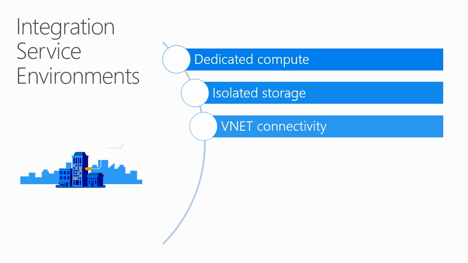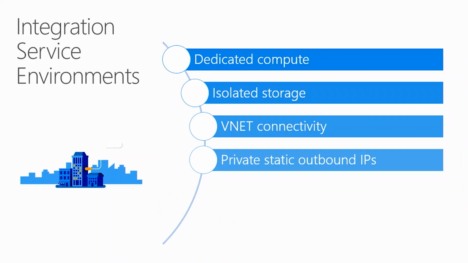Since we have that set of compute and storage for you, we can now take that set of nodes and integrate it into your VNet. So now with the VNet connectivity, you no longer need to talk to on-premises systems through the on-premises data gateway. You can talk directly to your endpoints, if you have an ExpressRoute. That will also give you private static outbound IPs.